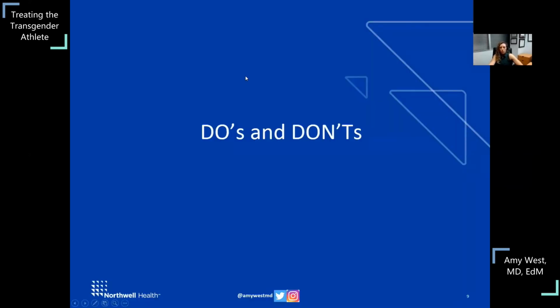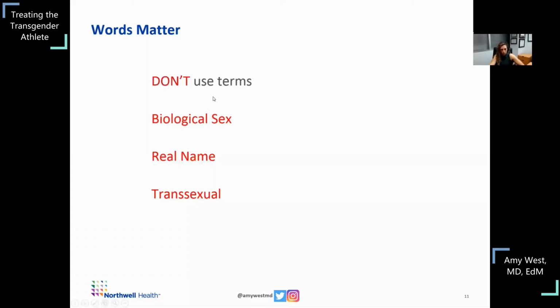So we'll go over some do's and don'ts, because words really matter. When dealing with the transgender population, when you're treating them, something that's very important, and a way to show that you are aware and that you care, is by using correct terminology. So don't use terms like this: biological sex, or someone's real name, or referring to someone as a transsexual. That's kind of an antiquated term.